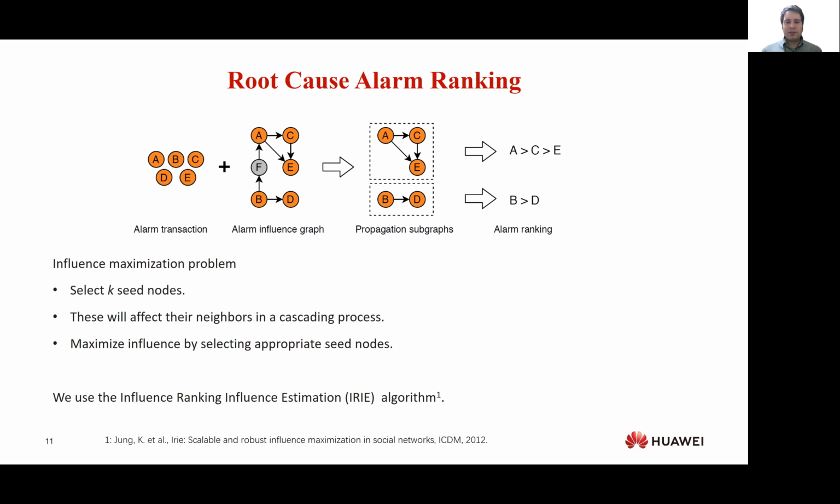There are actually numerous algorithms available to solve this influence maximization problem. And in our scenario, each subgraph is relatively small, and the actual algorithm is thus less important. So we directly select the influence ranking influence estimation algorithm, IRIE, for this task.